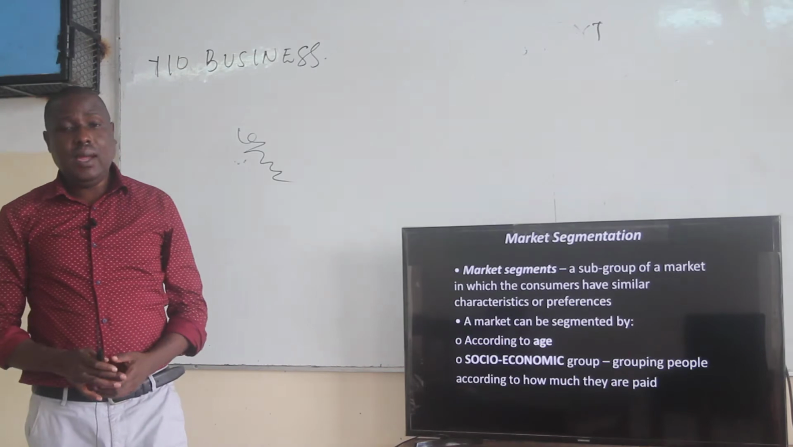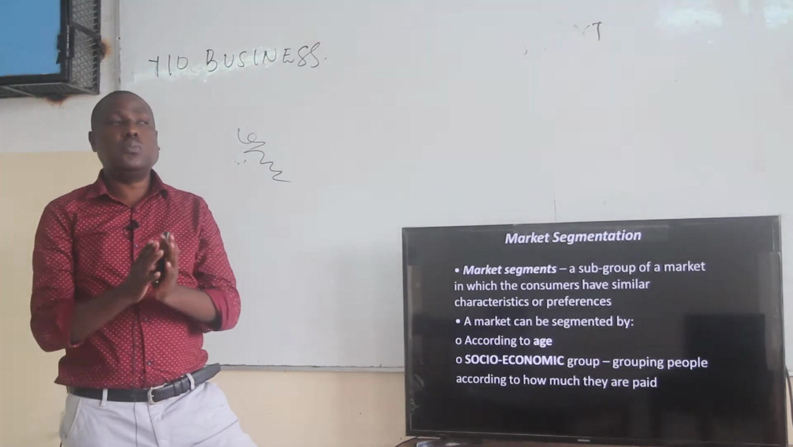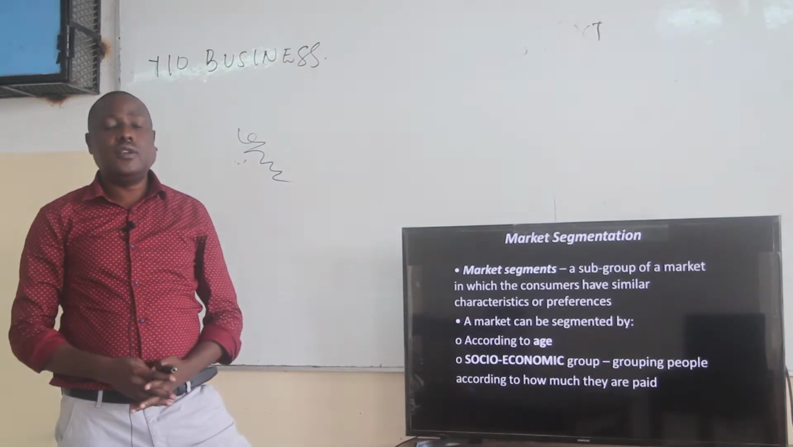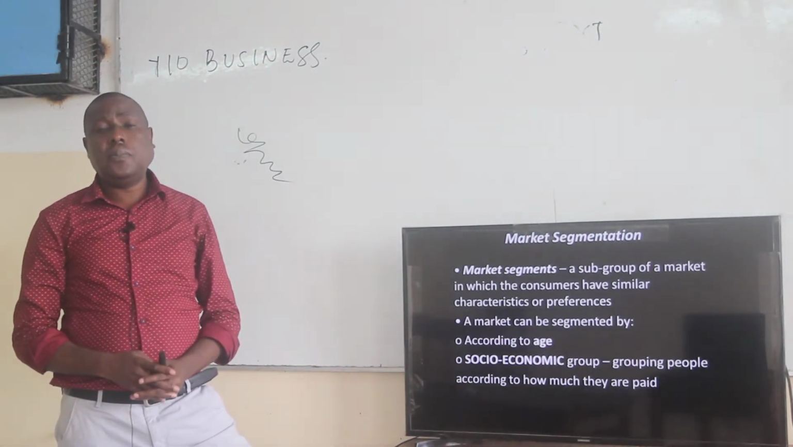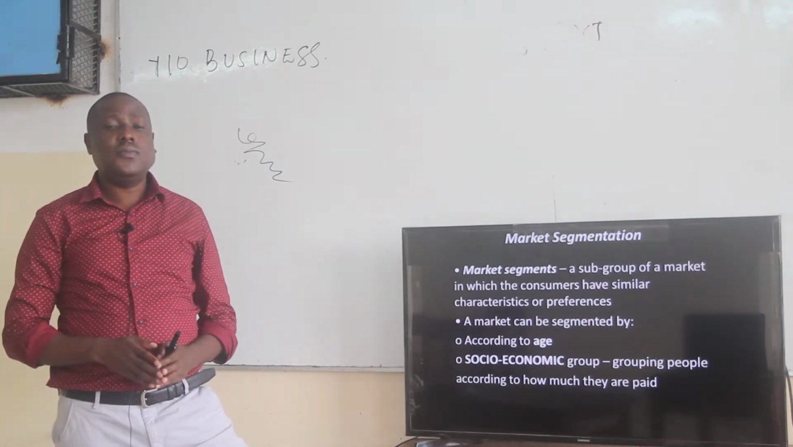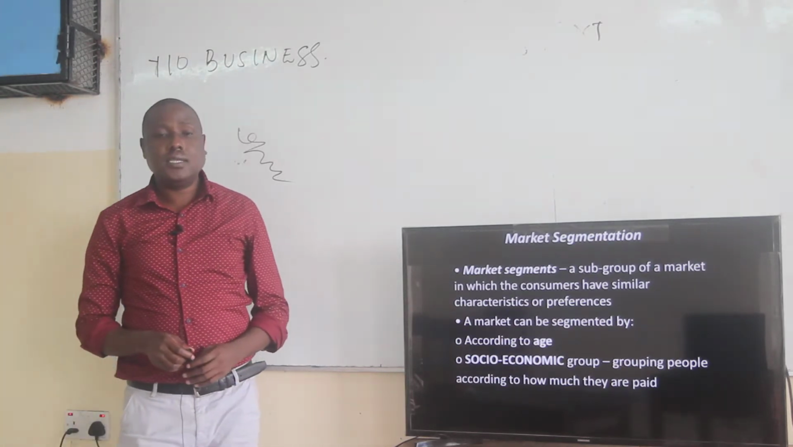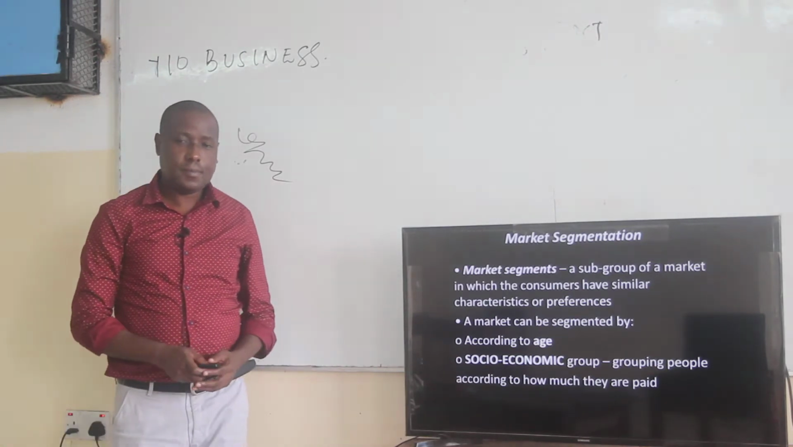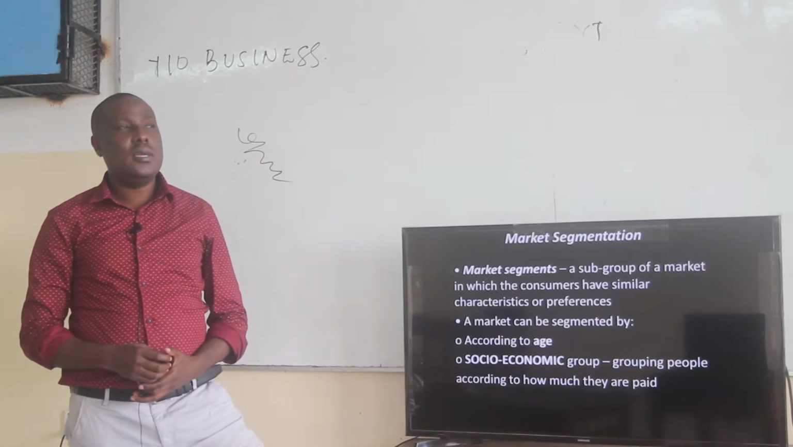Now we said you can segment a market based on age, right? So you want to produce or supply a commodity that is only consumed by children, right? So you're going to segment it. Out of 200,000 people in the region, how many are children? That is segmentation. You can also segment a market according to socioeconomic groups. So here you'll be grouping people according to how much they are paid.